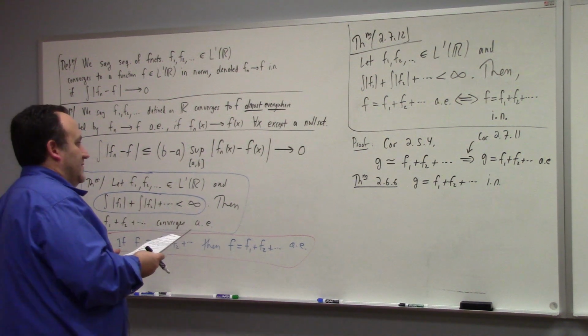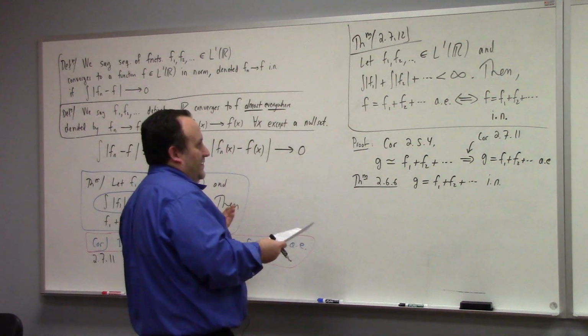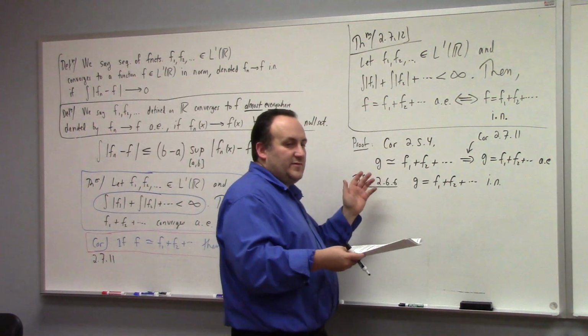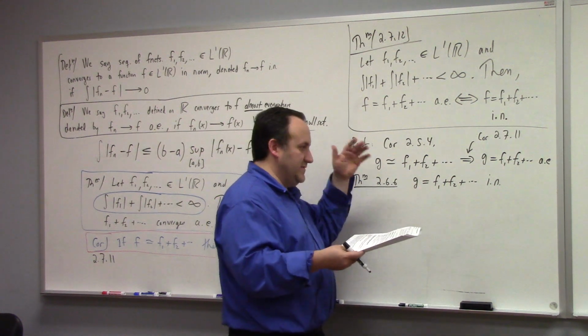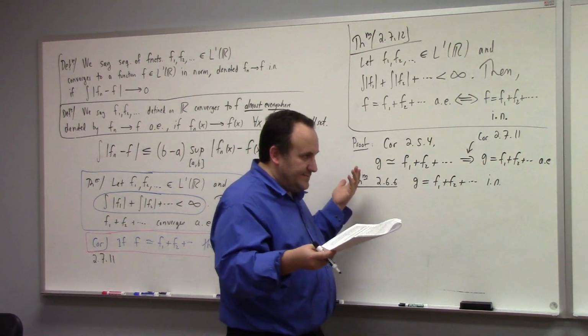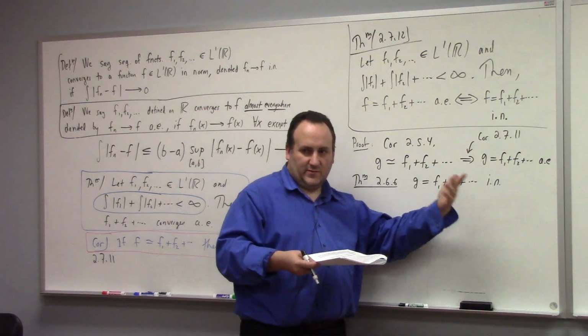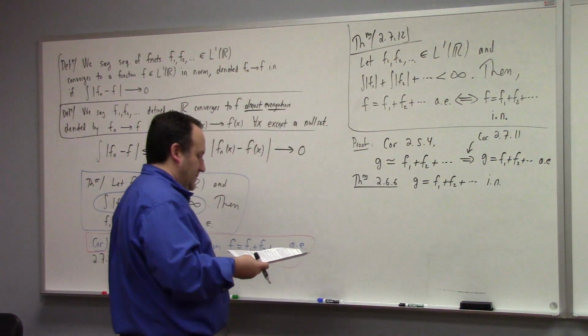Okay, and then we have f is equal to the sum almost everywhere. g is equal to the sum almost everywhere. Therefore, f is equal to g almost everywhere. And so this means f is convergent in norm as well. So yeah, all right, fine.